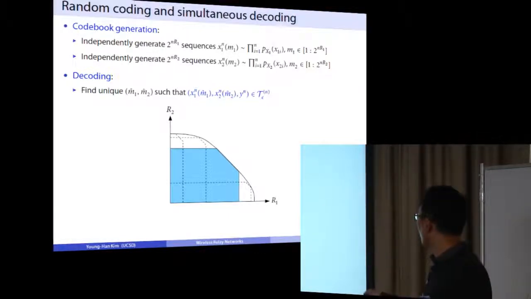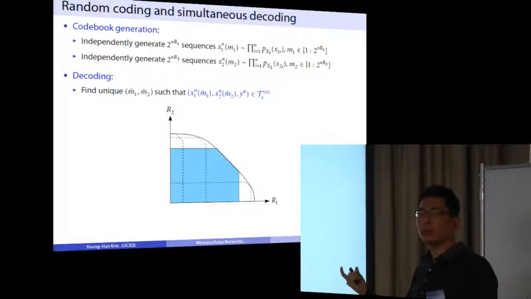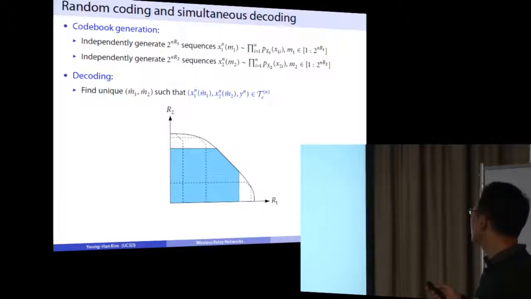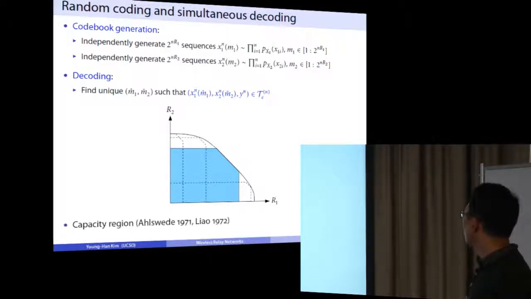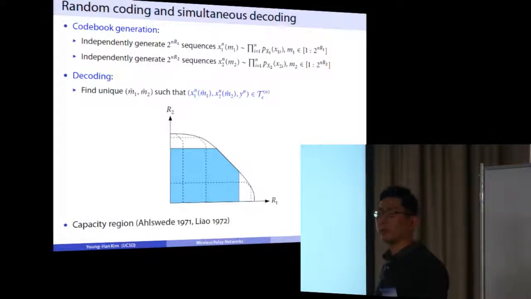Okay? So that way, if we go over all pentagons and take the convex hull, then that certainly gives us an achievable rate. Meaning, any rate pair strictly inside this region, we should be able to find a good code that gives us reliable communication. And it turns out this is actually the best we can do for the multiple access channel, shown by Ahlswede and Liao in the early 70s.